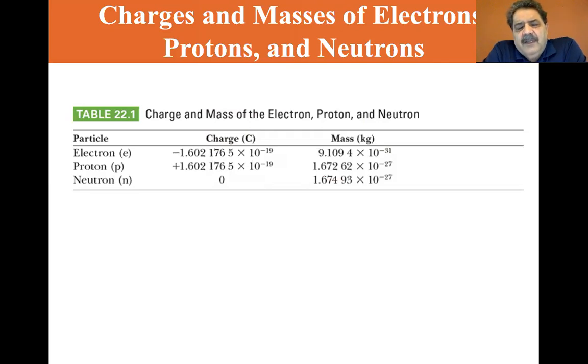Now, the mass of the electron is very small, 9.1094 times 10 to the minus 31 kilograms. Proton and neutron are very close. You'll notice that the neutron is slightly heavier: 1.67262 times 10 to the minus 27 kilograms for a proton, 1.6793 times 10 to the minus 27 for a neutron.